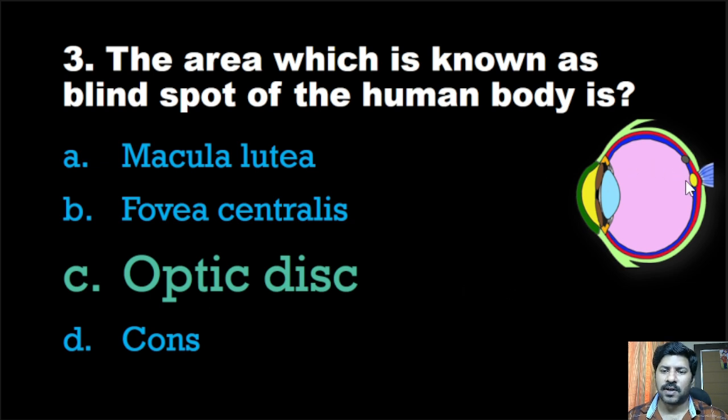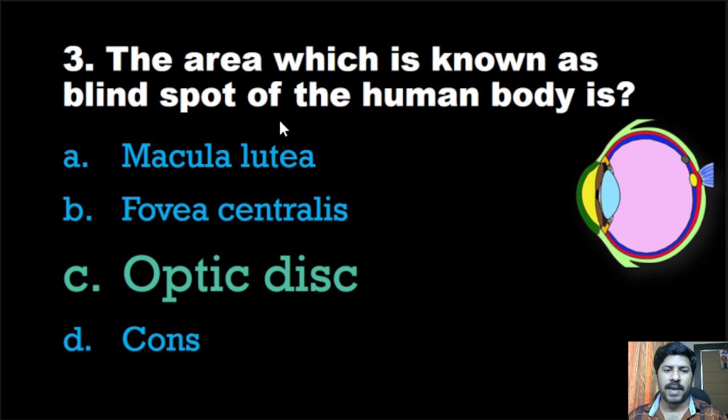From the retina, the optic nerve is starting. That part is known as the optic disc, where there are no cone or rod photoreceptor cells. That is why it is known as the blind spot. There are no rod or cone photoreceptor cells.